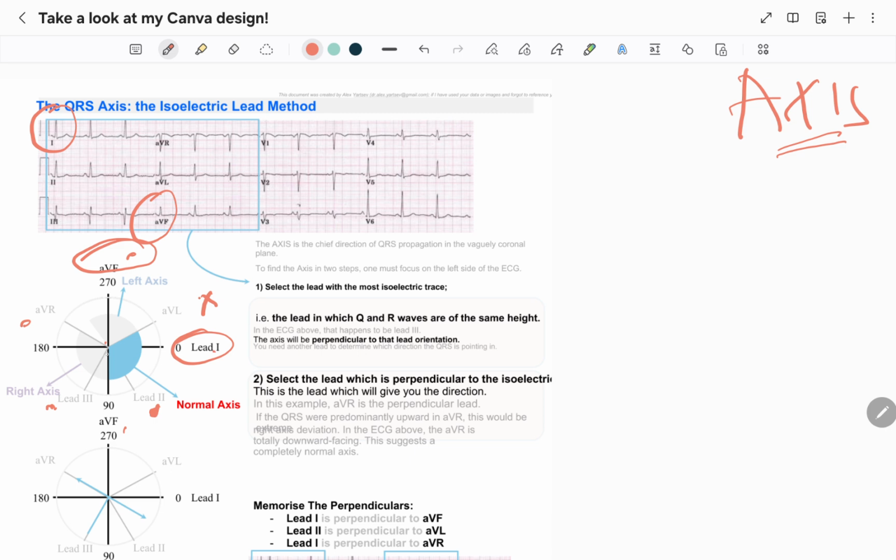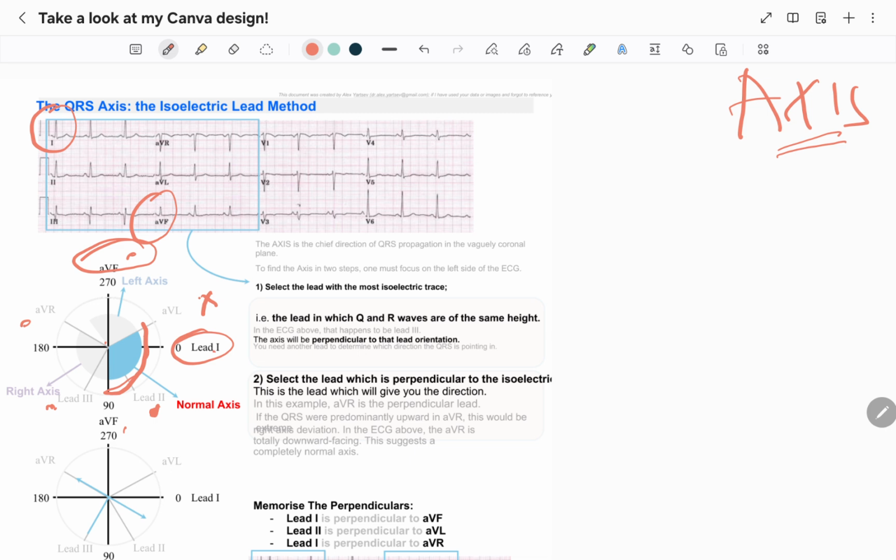It's pointing, like we said. If it is heading up here, right, that means it is heading left. And if it is heading up in AVF, that means the electricity is heading down. So if it is up in lead 1 and up in AVF, that's normal axis. The heart is pointing where you should expect. And this is what we mean by this circle, because that means the electricity is pointing up in 1 and also up in AVF, right?